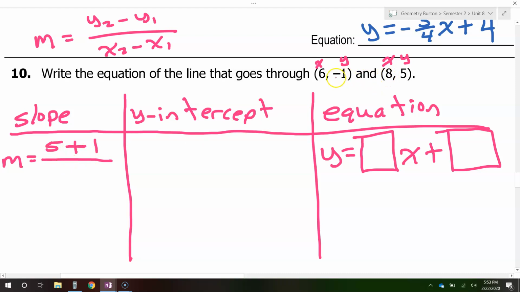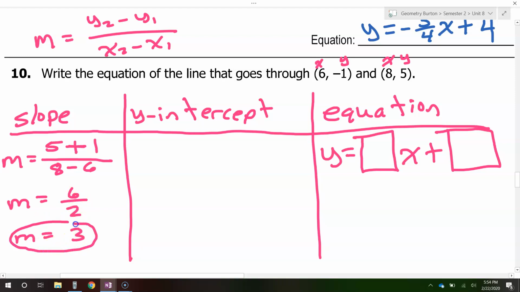And then 8 minus 6. So 8 minus 6. So the slope is going to be 6 over 2. And 6 over 2 is 3. 6 divided by 2 is 3. Another way to say that. So we now know the slope. So that's what will go in this box.